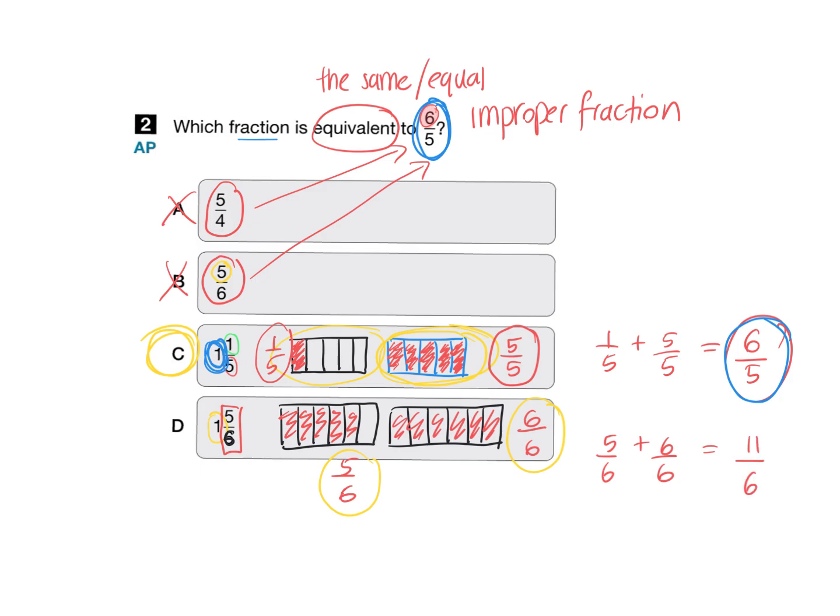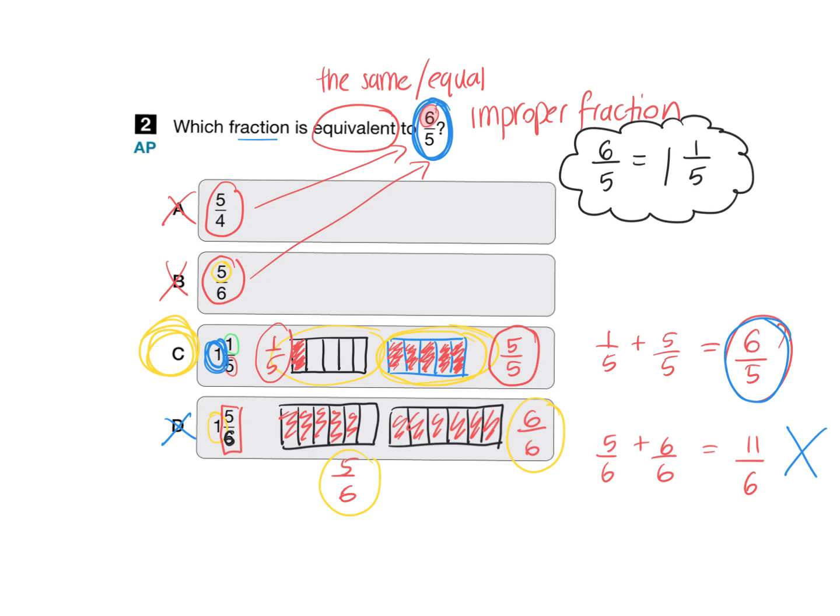Does that represent 6 out of 5? Is that the same thing? No. So we are correct. What is the correct answer here? C. So we can say that 6 over 5 is equal to 1 and 1/5. And that is the correct answer. They are both equivalent.